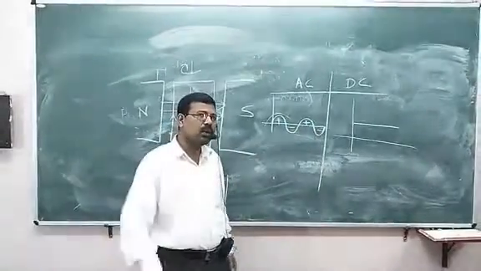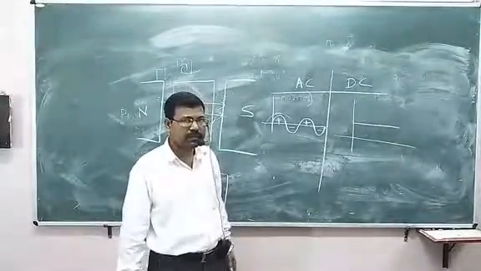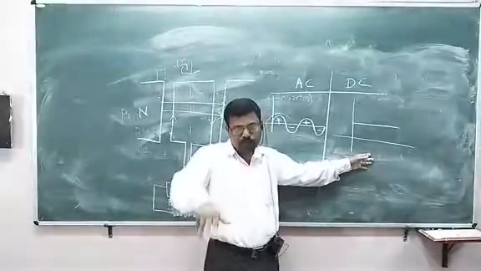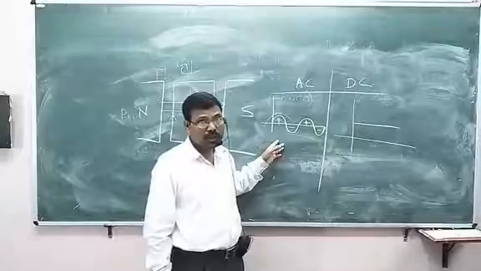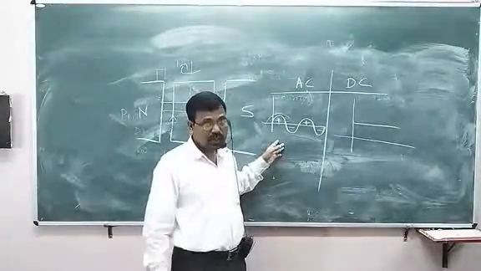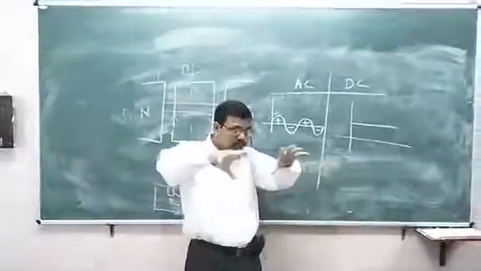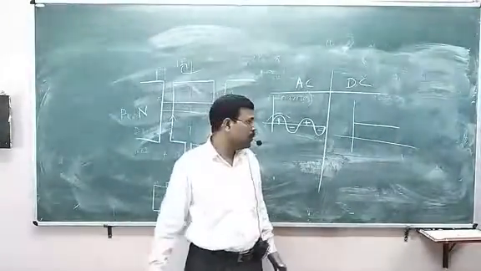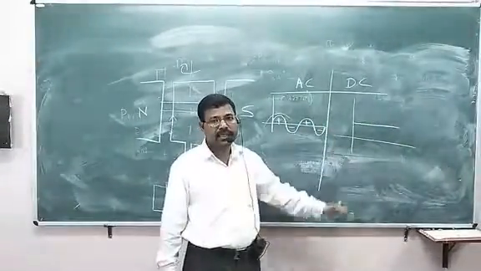What are the disadvantages of AC current or the advantages of DC current? DC can be used for experimental purposes, whereas AC cannot be used. AC is dangerous to the experimenter, but DC current can be used for conducting experiments. So this is about the differences between AC current and DC current.